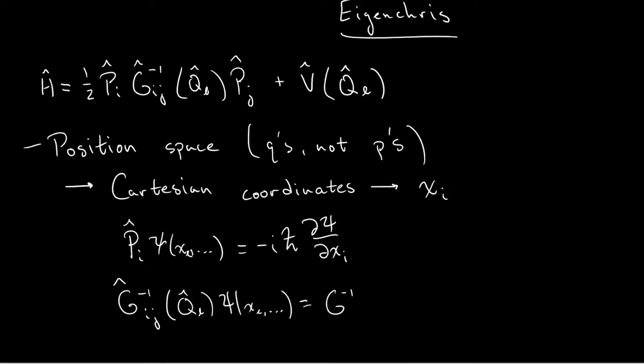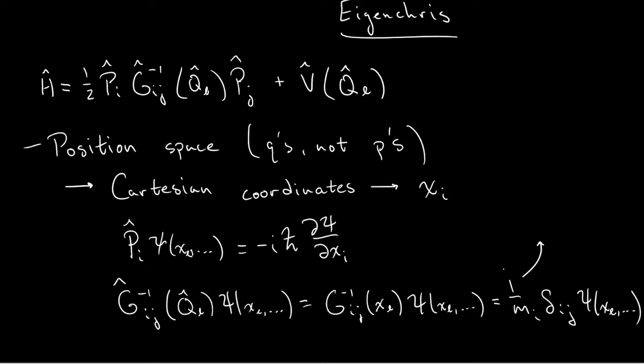This is just my classical g inverse with Cartesian coordinates, which is just given in terms of the Kronecker delta, where in this expression I'm not summing over i. i is not summed. And m_i, I should say, is the mass of our ith degree of freedom. This can be any number of degrees of freedom we want, and the index m_i just tells us that when we're dealing with the degree of freedom corresponding to i, it's that mass.